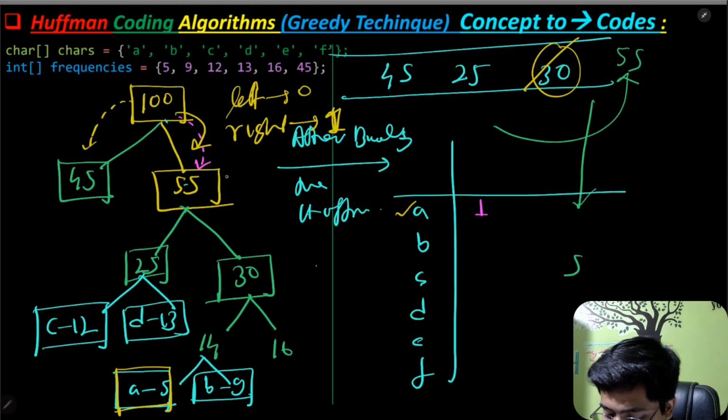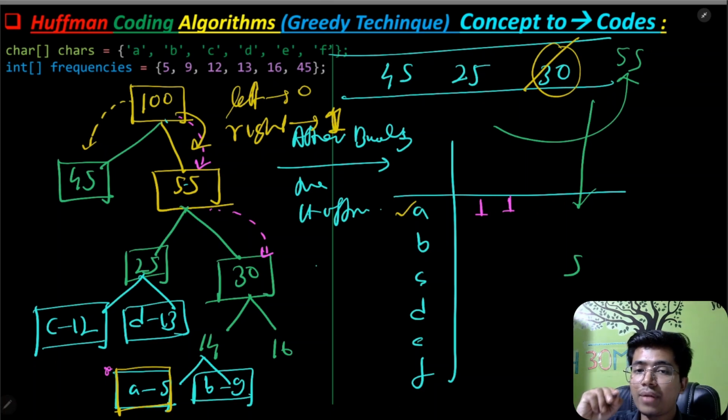Again, when we traverse from here, because we want to come to A, this is our goal where we want to come. So again, when we come here, again we put 1. Why? Because this is the right side. If we traverse in the right side, at the node position we'll put 1, and if we traverse in the left side, we'll put 0.